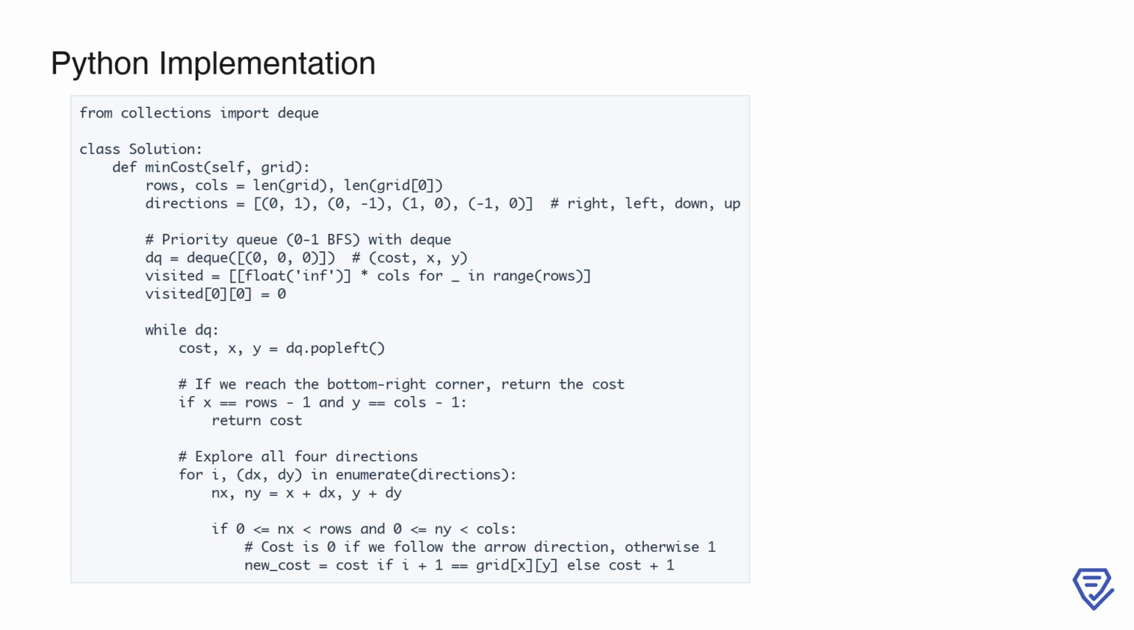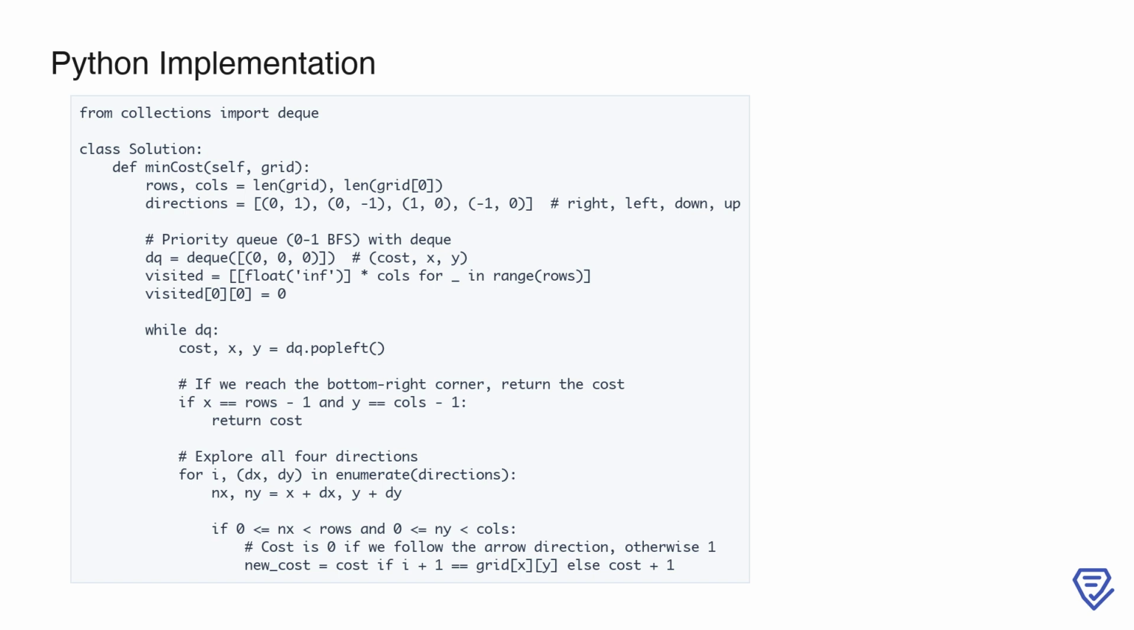Next, we initialize a deque to act as a priority queue for our 0-1 breadth first search. This deque starts with a tuple representing the initial position in the grid, (0, 0), and a starting cost of 0. We also create a visited matrix to keep track of the minimum cost required to reach each grid cell, initializing all values to infinity except the starting cell, which is set to 0.